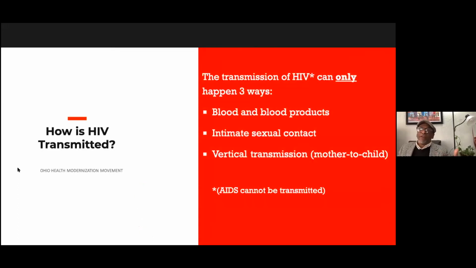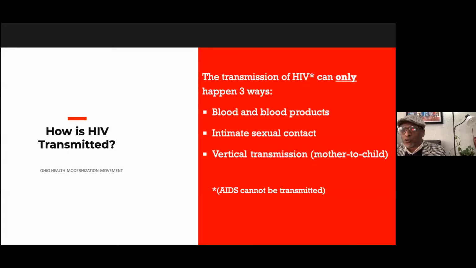Now, how is HIV transmitted? The transmission of HIV can only happen in three ways: blood-to-blood products, intimate sexual contact, and vertical transmission, which we don't see that much of anymore. Vertical transmission is mother to child. At one time, that was a problem. That's why it's important for women who are pregnant to be in prenatal care, because we still see these cases taking place if a mother is not in prenatal care.